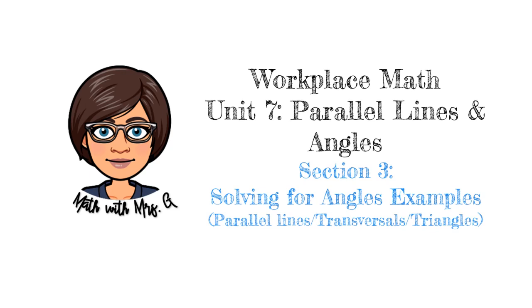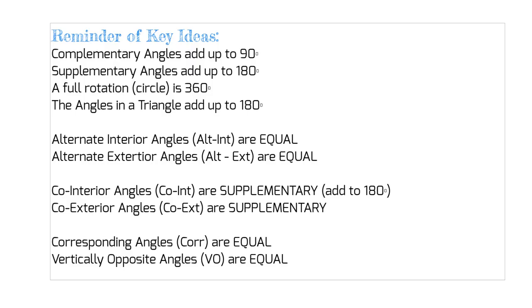In this video, I will show some examples of how to use the definitions to solve for unknown angles. Before we move on, let's talk about some key ideas that we've learned in past videos. We learned that a complementary angle relationship is where two angles come together and they create a 90-degree corner.